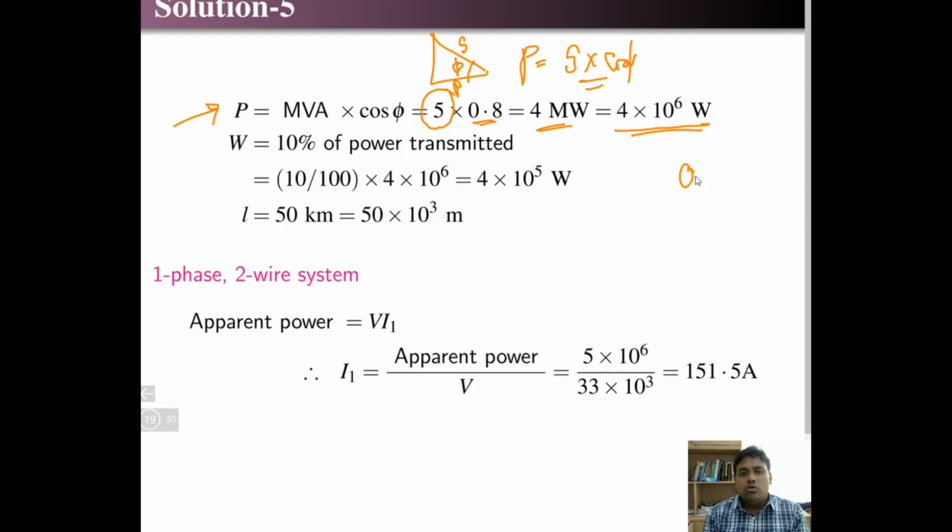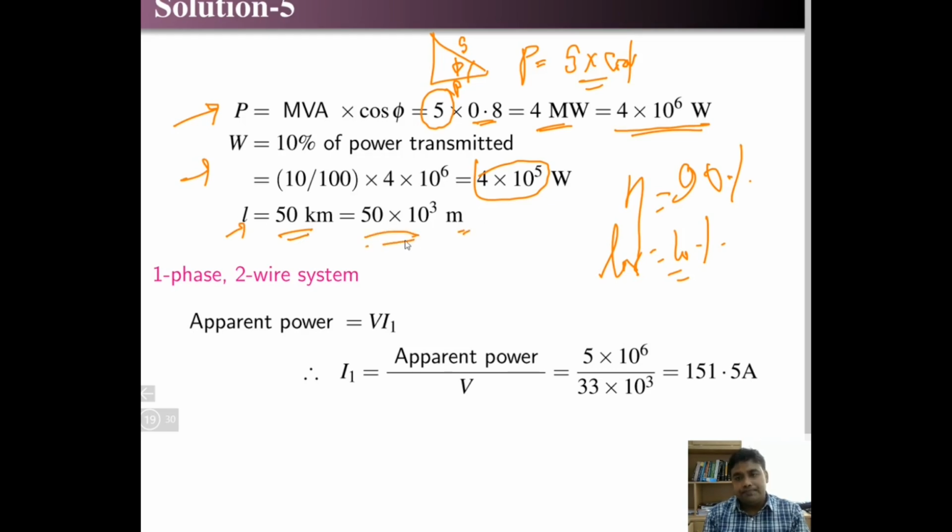The efficiency is told to be 90%, which means there is a loss of 10%. So 10% of the power is a loss, which is equal to 4 into 10 to the power 5 watt. That is the power loss. The length of transmission, which is 50 kilometer, you can convert into meter as 50 into 10 to the power 3. Then for the single phase 2-wire system, you know that the complex power S is equal to voltage into current for single phase. So the apparent power is given, and the voltage is given as 33 kV.